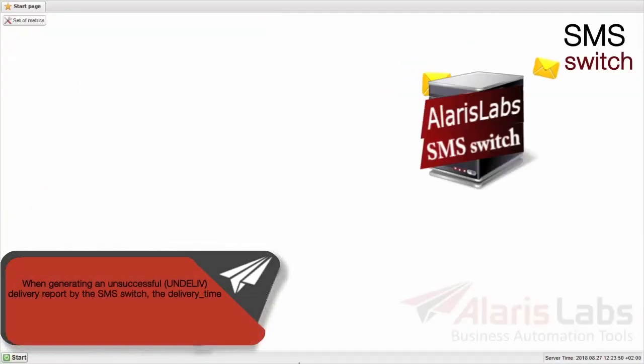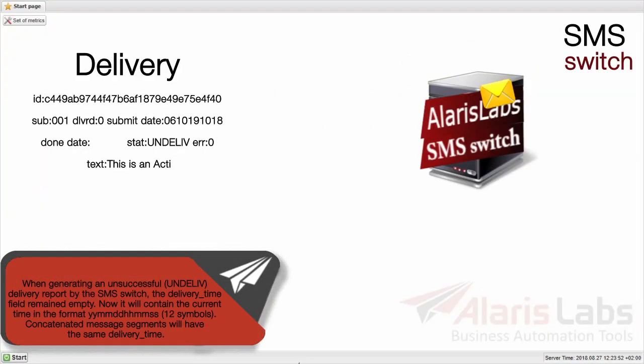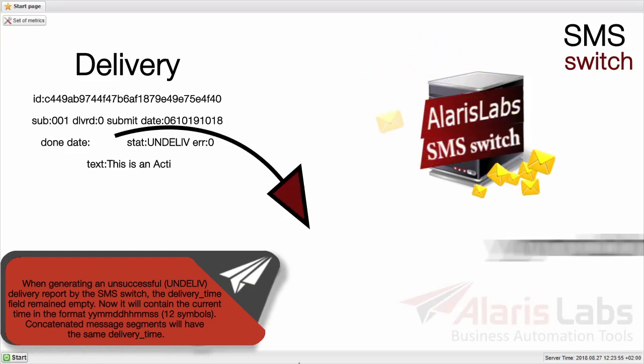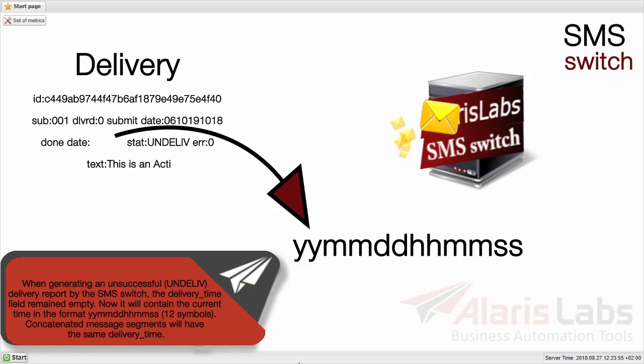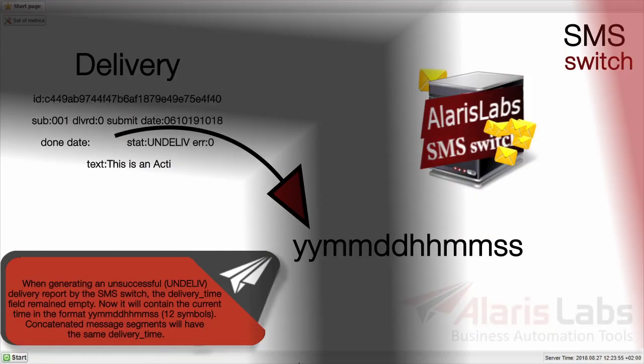When generating an unsuccessful delivery report by the SMS switch, the delivery time field remained empty. Now it will contain the current time in the following format. Concatenated message segments will have the same delivery time.